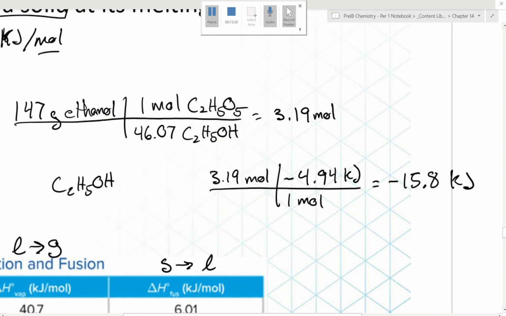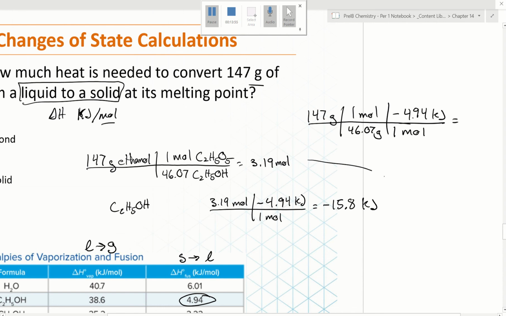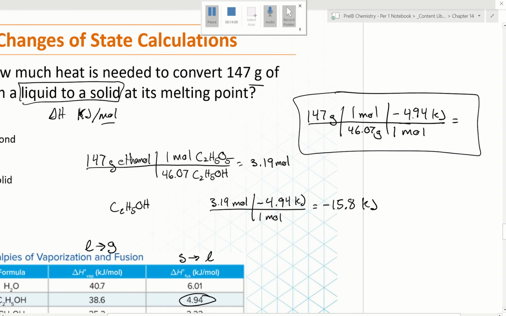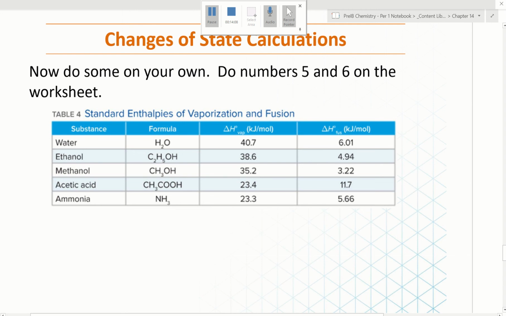Now, I could have put these two together as all one dimensional analysis. I could have said 147 grams. For every 46.07 grams is 1 mole. And for every 1 mole, I have negative 4.94 kilojoules. So that these two could be combined as just this guy right here. All right, so that's how those are solved. So go ahead and do some on your own. Pause the video and do numbers 5 and 6 on the worksheet.